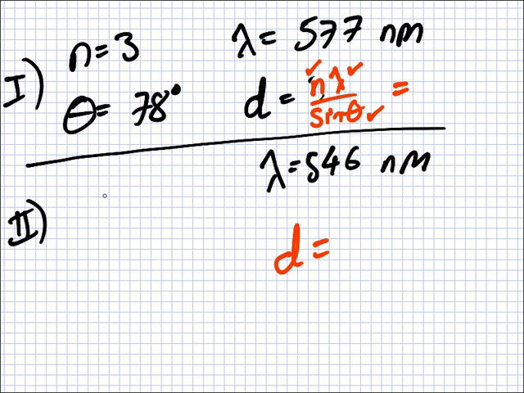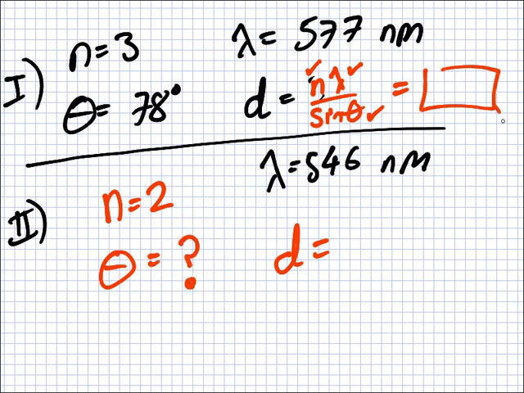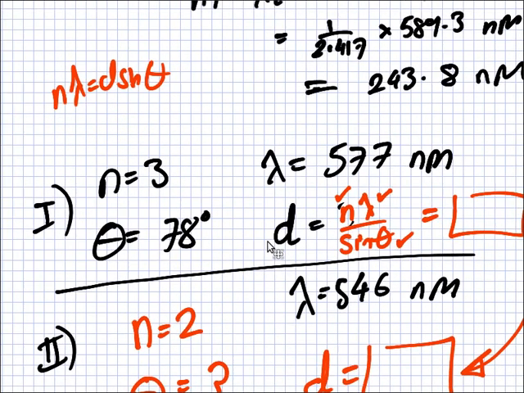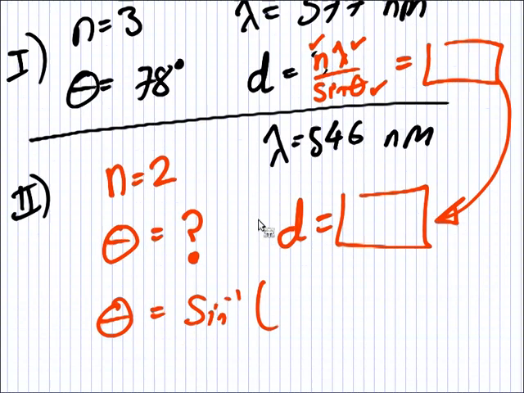What order did they ask for? The second order. They want the angle. So whatever answer you get here, you can feed into the next part, and then you can get theta. So theta is sine inverse of n lambda over d.